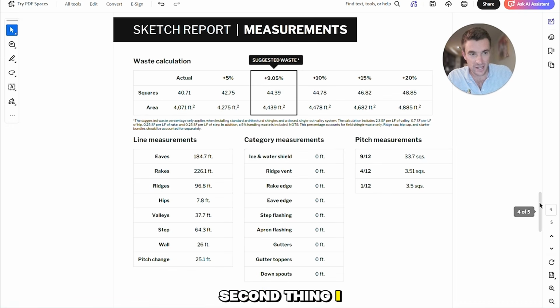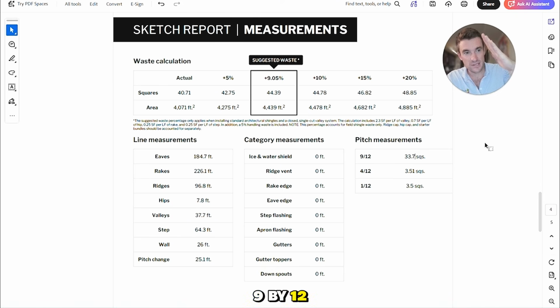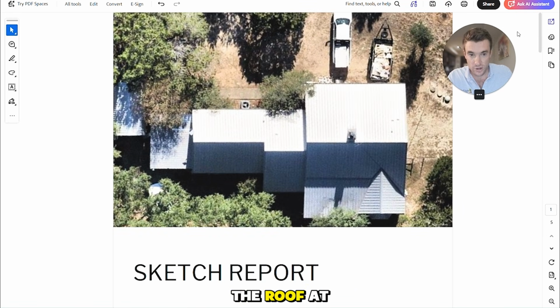And then the second thing I look at is the pitch measurements. So as you can see here, 33.7 squares is a 9 by 12 pitch, which is steeper than most roofs. The average roof pitch is around 6 by 12, which is about 45 degrees. 9 by 12 would be a little bit steeper. Obviously, the steeper a roof is, the more work it is to remove and replace. But if a roof isn't as steep, then it's easier for us to remove and replace it, and then we charge less.